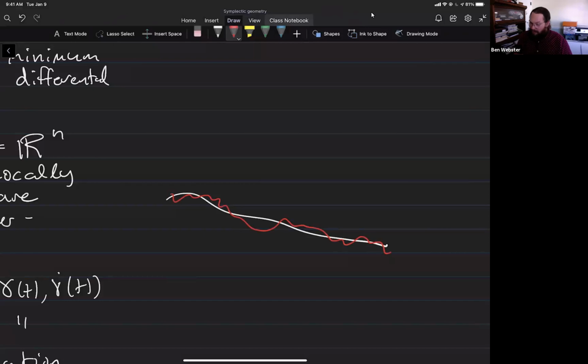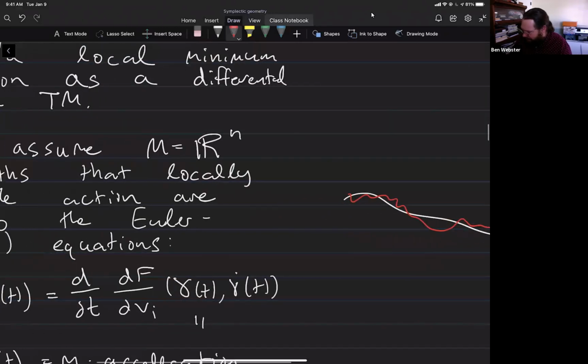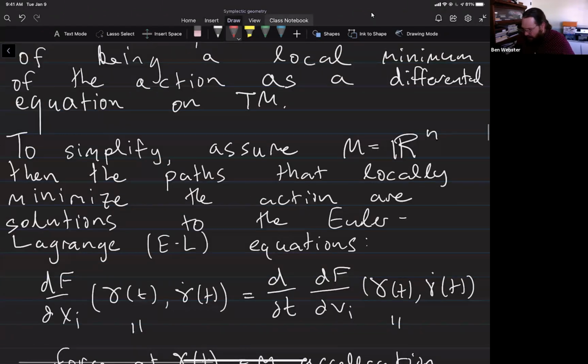So I wasn't at a local minimum. And if you're interested in that, I'll let you just go read Canis de Silva. And it's sort of not a hard calculation, but you gotta just go through and do it. And you get what are called the Euler-Lagrange equations.